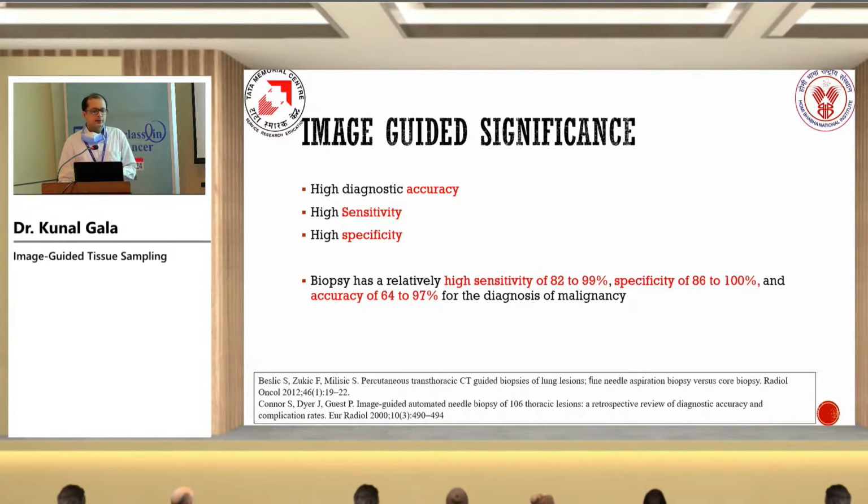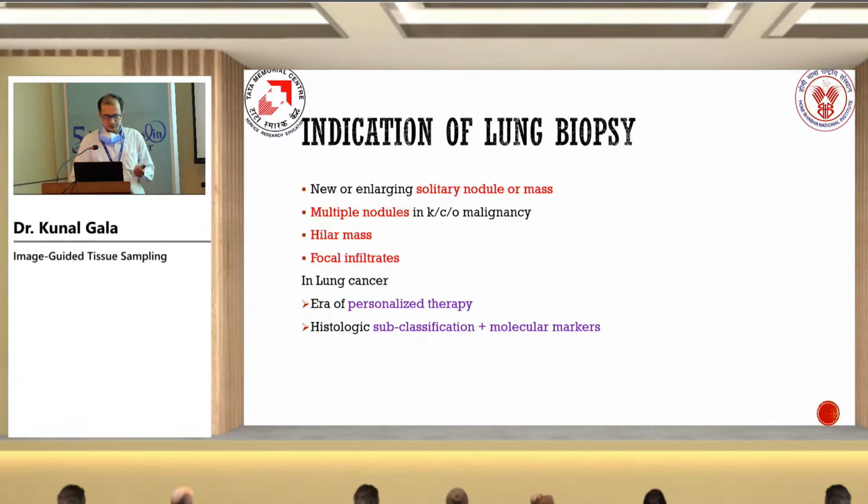So image guided, the significance is there is high accuracy, high sensitivity, high specificity. In image guided biopsy, the sensitivity is around 82 to 99%, and specificity is 86 to 100%, and accuracy ranges from 64 to 97%. So this is for the malignant lesions.